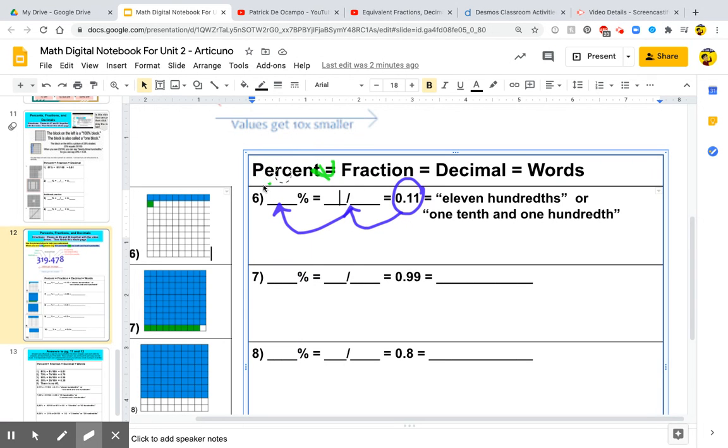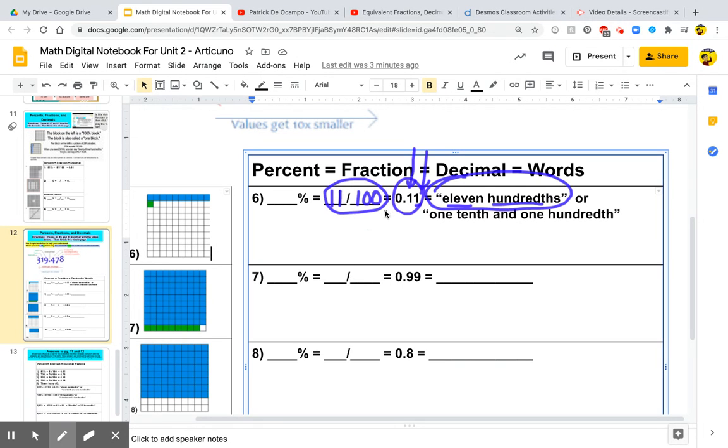Okay, let me just erase this. All right. So, how do we say this? Well, they give you the answer here. This is 11 hundredths. Why? Because the last digit is in the hundredths place. Always look at that last digit. This is 11 hundredths. Or you can say this is 1/10 and 1/100. Since you know that this is 11 hundredths, that will help you right away say, hey, this is also 11 hundredths. 11 over 100.